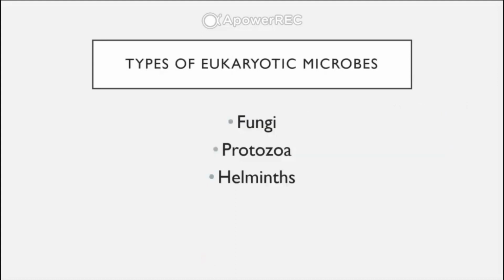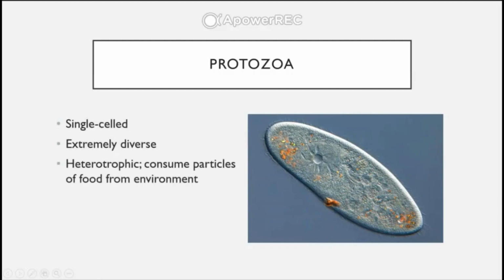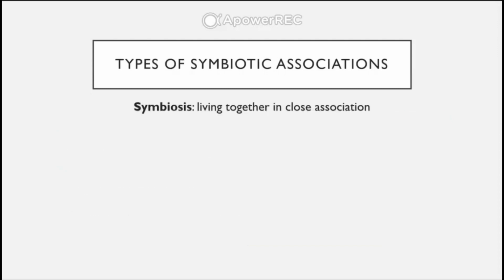Okay. So we've talked about fungi, now let's talk about protozoa. Okay, protozoa are single-celled. They are extremely diverse. They are heterotrophic, so they're getting their food from other organic molecules, and they consume particles of food from the environment. Most of them are non-pathogenic. However, the pathogenic species can be parasites to humans and other hosts.